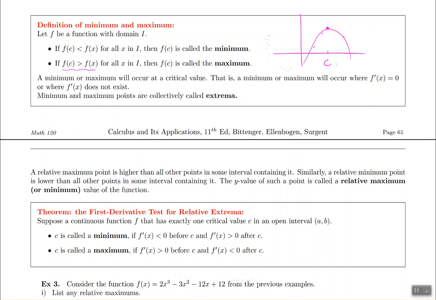So the graph kind of looks like an upside down U. That tells me that the y-coordinate of c is the biggest y-coordinate. So that's f of c. Since it's the biggest one, we say that c has a maximum.